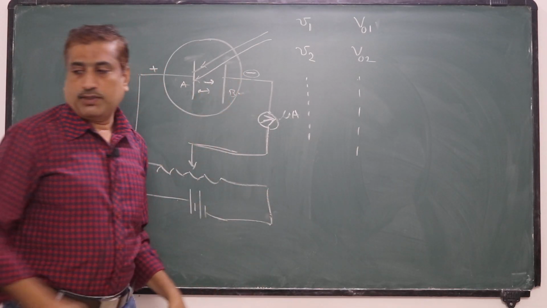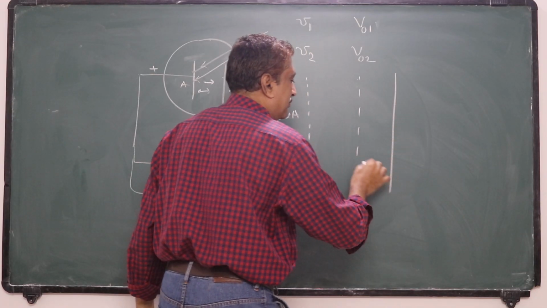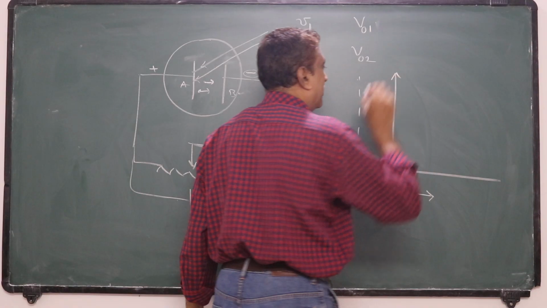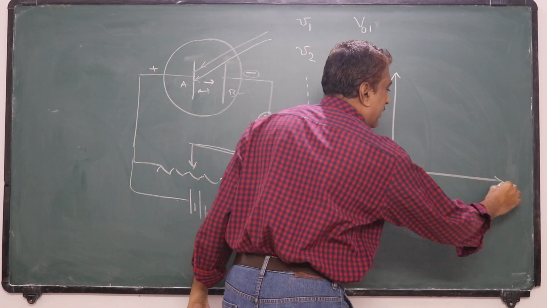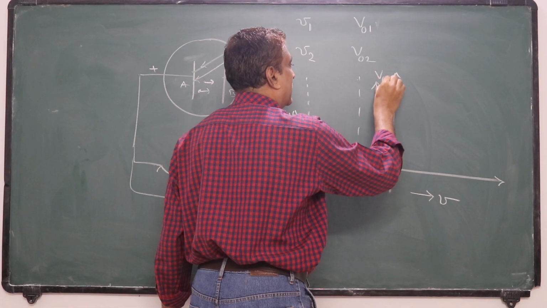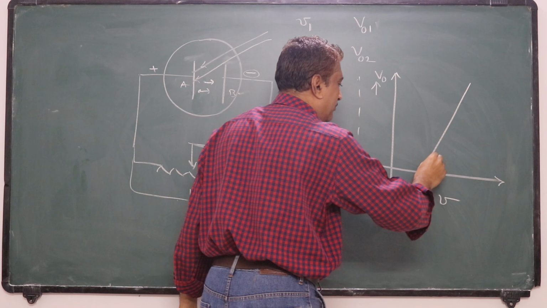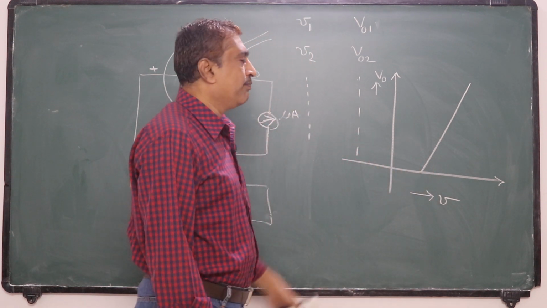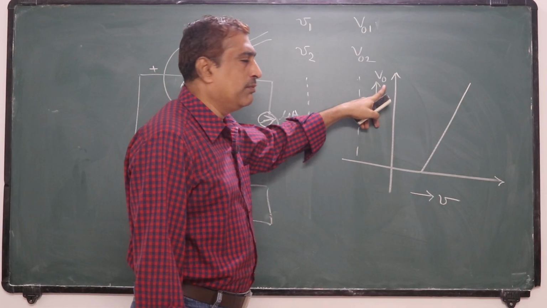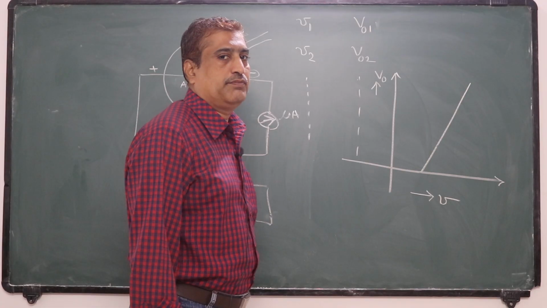So what Millikan did is, he drew a graph between frequency and stopping potential, taking frequency on the x-axis and stopping potential on the y-axis. He drew the graph, and the graph is like this. He got a straight line like this.